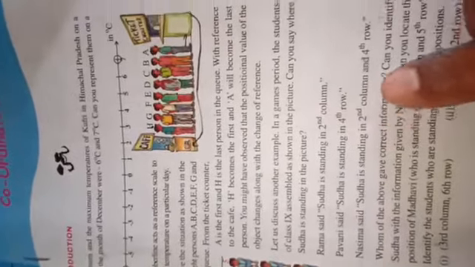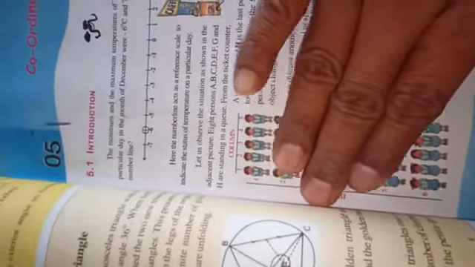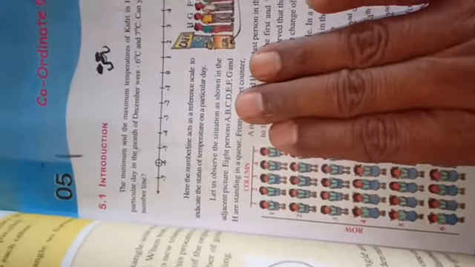So here Narsimha said Sudha is standing in the second column and fourth row. So second column and fourth row, see, this is Sudha's position. If you want to locate the position, you need to know the column and the row. What is meant by column? What is meant by row? Columns are vertical lines. Rows are horizontal lines. See, this is the first row, second row, third row, fourth row, fifth row, sixth row. And columns: first column, second column, third column, fourth column, fifth column. Are you getting it?